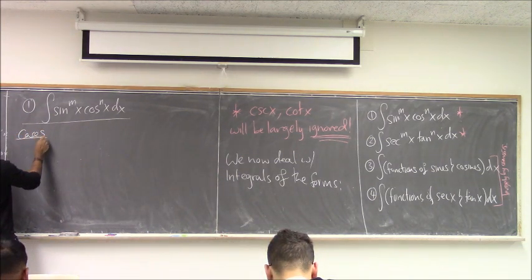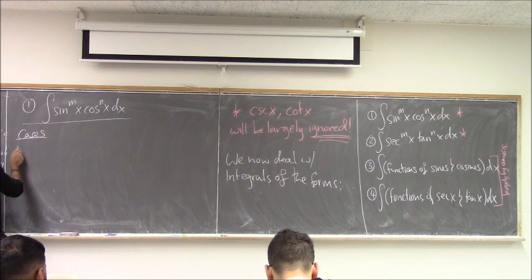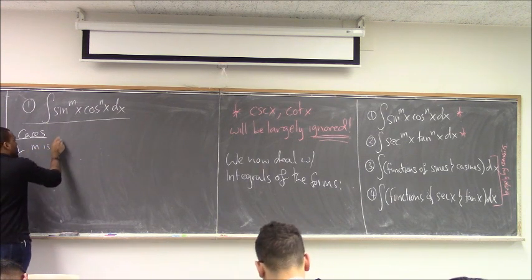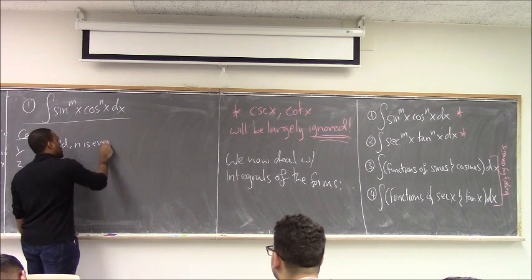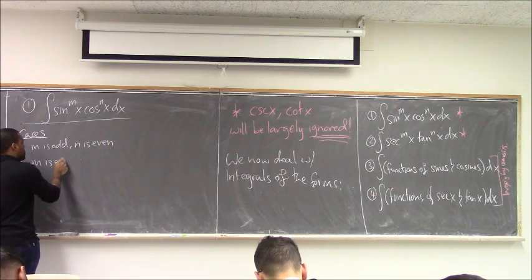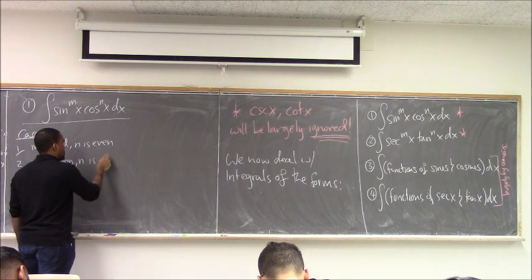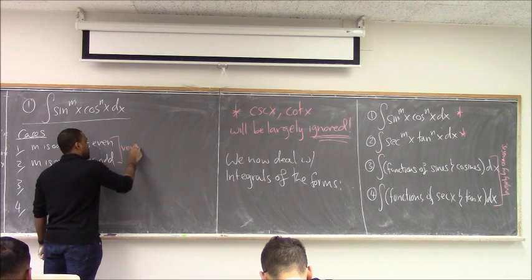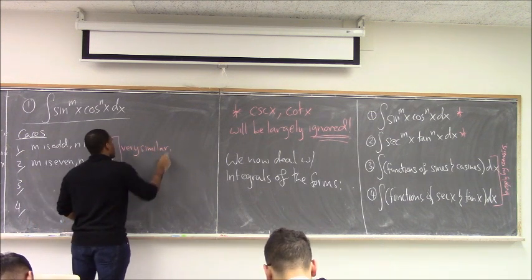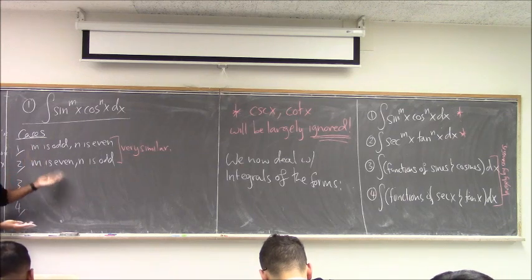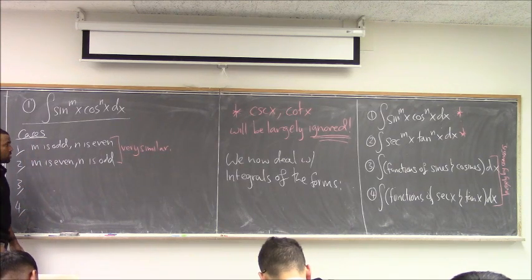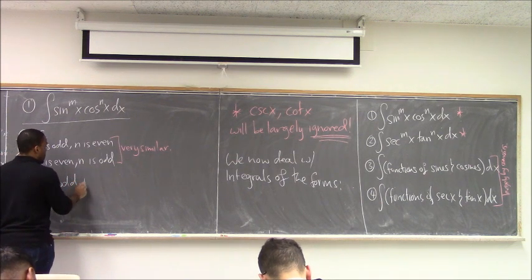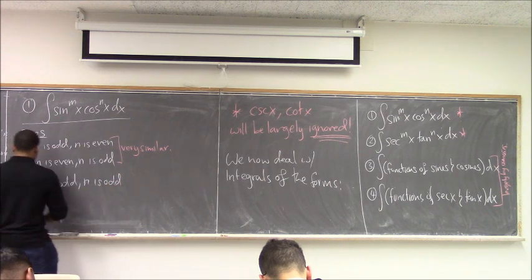You notice that there are several cases. In fact, there are four distinct cases that we can find ourselves in. One, m is odd, n is even. Two, m is even, n is odd. And of course, as you might guess, these two are very similar. In fact, once I tell you the techniques for one situation, you just switch the roles of sine and cosine, and you have the techniques for the other. Then you have the situation where m is odd and n is odd, and of course, when both are even.